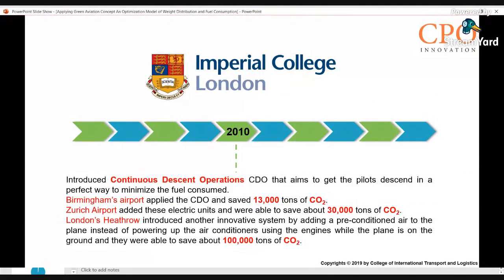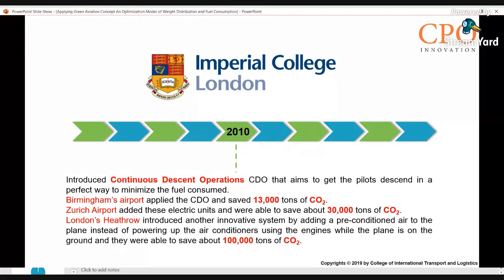Yet in 2010, the base point of our research was planted by Imperial College London as they introduced the continuous descent operations. The CDO is not a technology, actually it's just a technique that has been taught to pilots to teach them the optimal way to take off and to land using the optimal altitude, the optimal speed, the optimal angle, so that we can minimize the amount of fuel burned and the amount of CO2 and gases emitted. So these factors have a huge weight and effect on this problem. This CDO was actually applied and used by different airports across the globe.